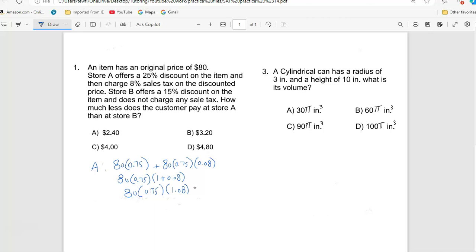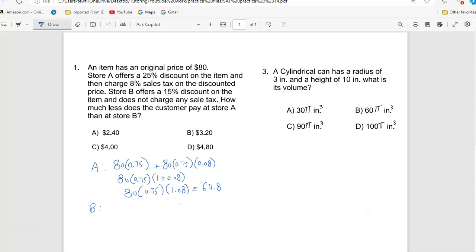So let's use the calculator and multiply 80 times 0.75 times 1.08. That should give you 64.8. Alright, that's store A. What about store B?